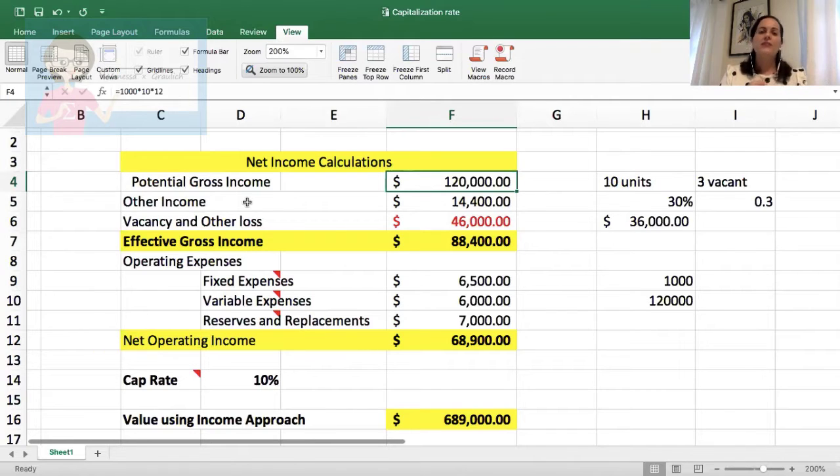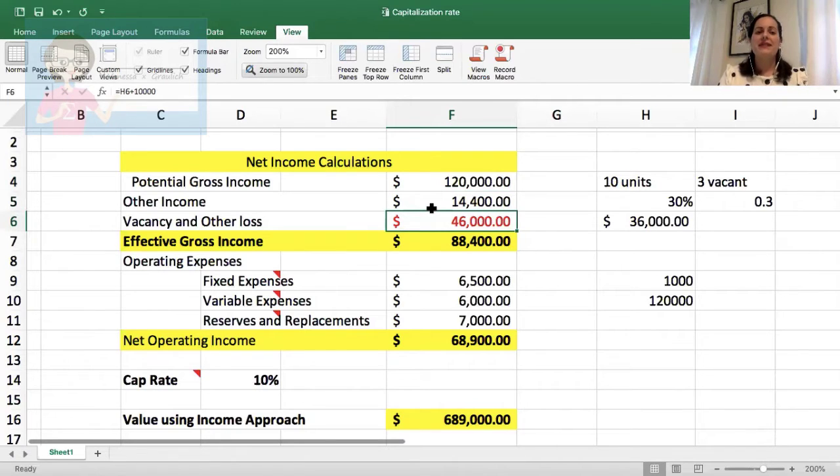Now, other income can be, let's say that you have a 10 unit building and you have a little laundromat, and every month you get like $300 from people doing their laundry there. If you get these $300 weekly, that's what I do: 300 weekly times 4 weeks times 12. Again, this is just an estimate, a simple example, to show you the income approach.